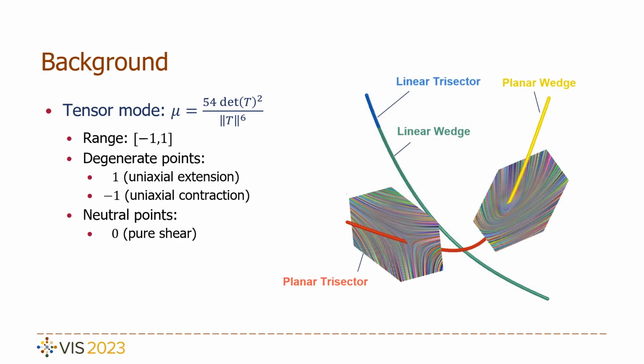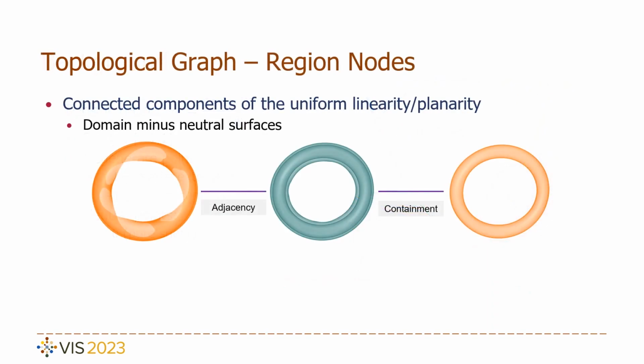A degenerate point is a wedge if the projection of the tensor field onto the repeating plane has a wedge pattern. A trisector degenerate point can be defined in a similar fashion. We now provide more detail on the topological graph.